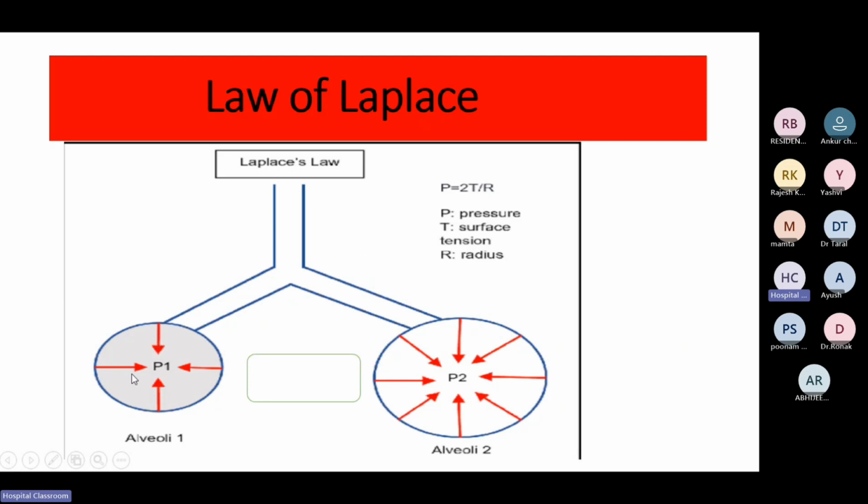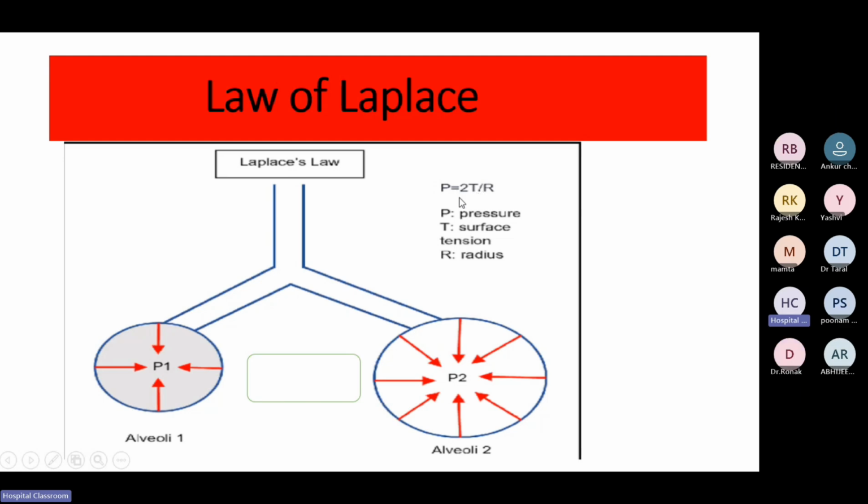So, as per this Laplace law, if you have a cylinder, suppose this alveolus is a cylinder, the pressure which is required to open the cylinder would be equal to 2 into the surface tension divided by radius. I will not talk much about the surface tension, but let us talk about the radius and the pressure.